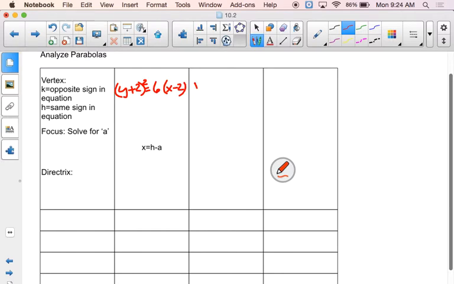I missed a thing. We're going to find the vertex, and we're going to look at the focus. We're going to improvise here. We're going to look at the directrix.